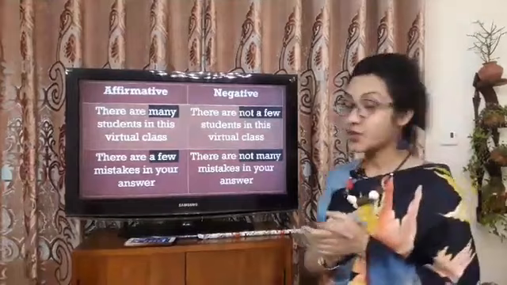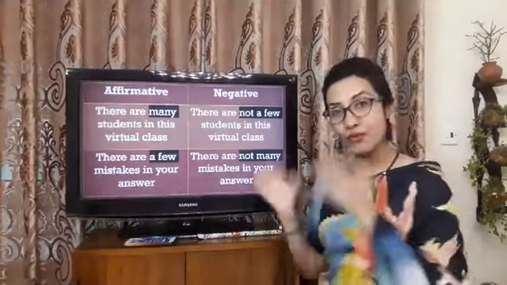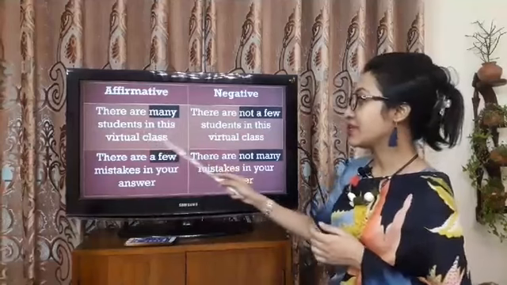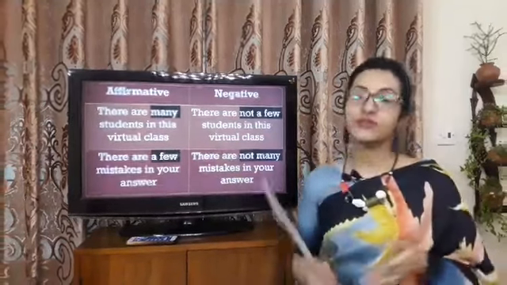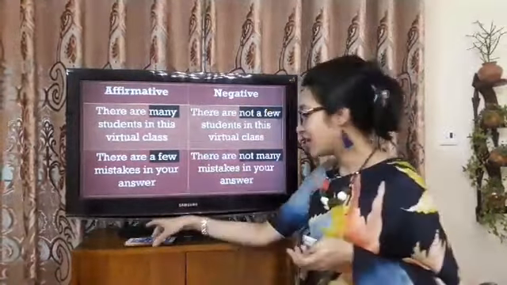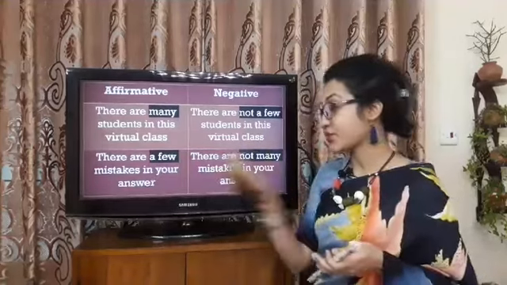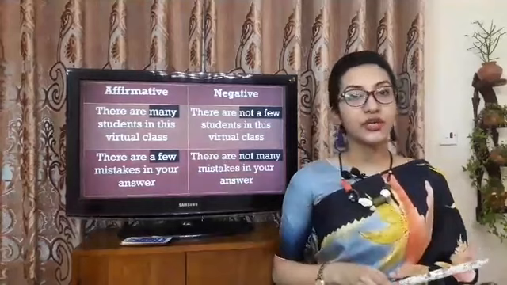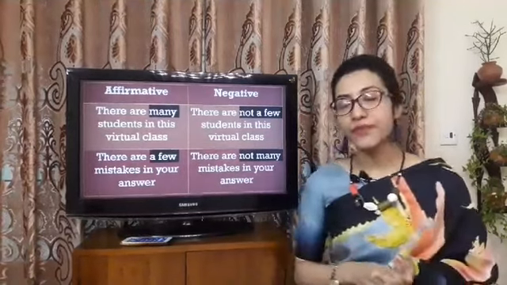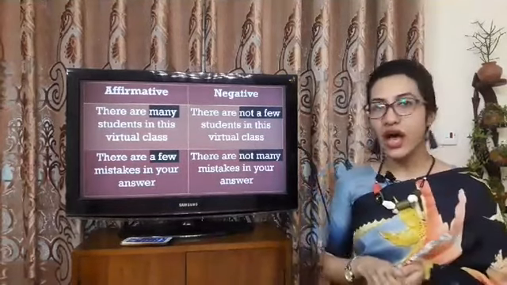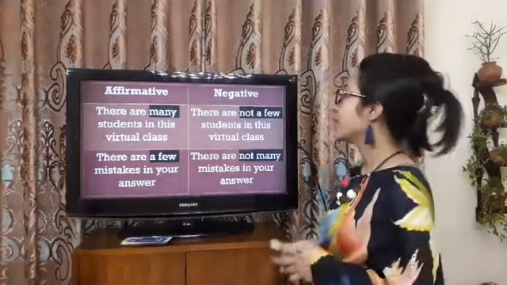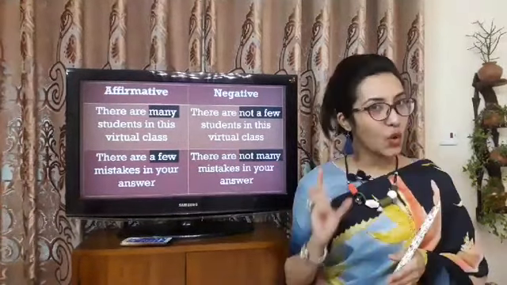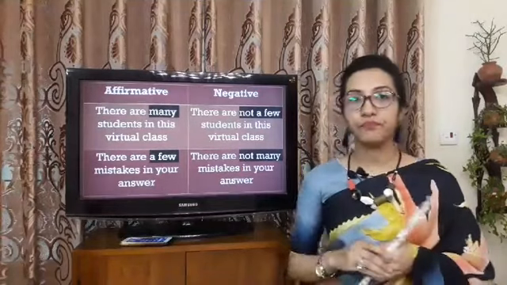Thank you so much to those who have given us the answers. Now moving on to the next rule. There are many students in this virtual class, which is actually almost 850 students right now. So there are many students in this virtual class. In a virtual class there are many students. When I make this negative, how do we make it negative? Let's see: there are not a few students in this virtual class. That means there are very few students in this class.